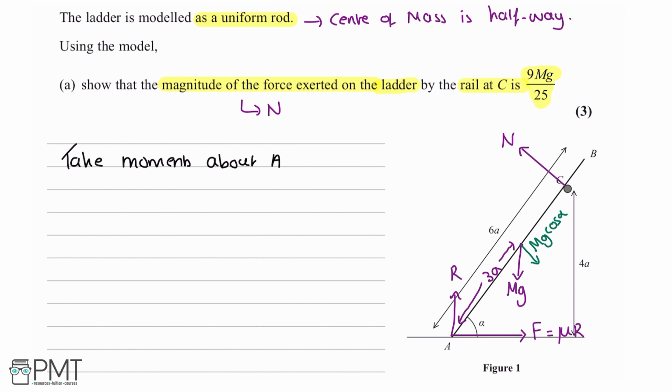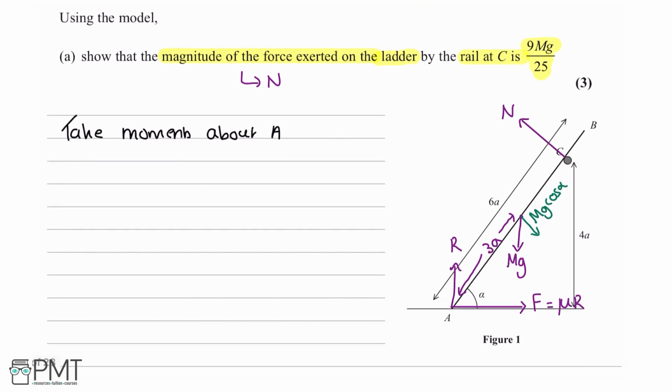So if you look at mg cosine alpha, it's going to try and push the uniform rod or the ladder in this direction, okay? So in a clockwise direction, but the normal force is pushing it in a counterclockwise direction, okay? And because the rod is in equilibrium, and it's not moving in either direction, what we can say is that the anti-clockwise moment and the clockwise moment, so remember the moment is just a turning effect, okay? So the anti-clockwise and the clockwise moment are the same, okay?